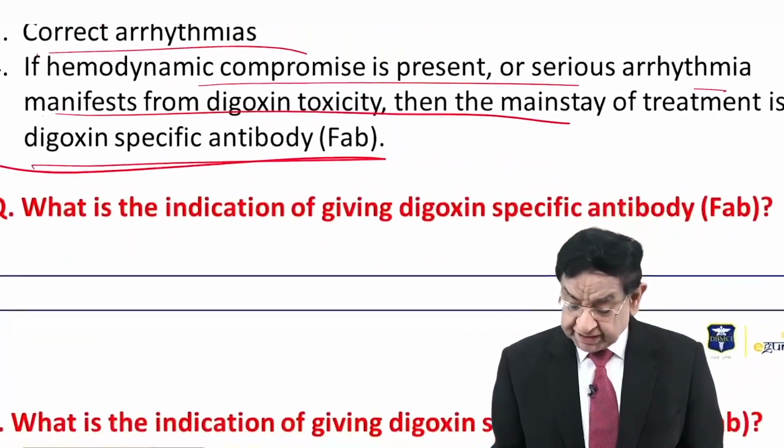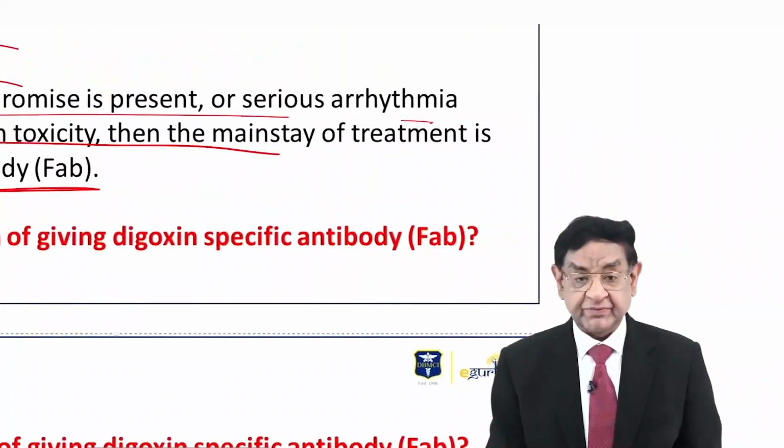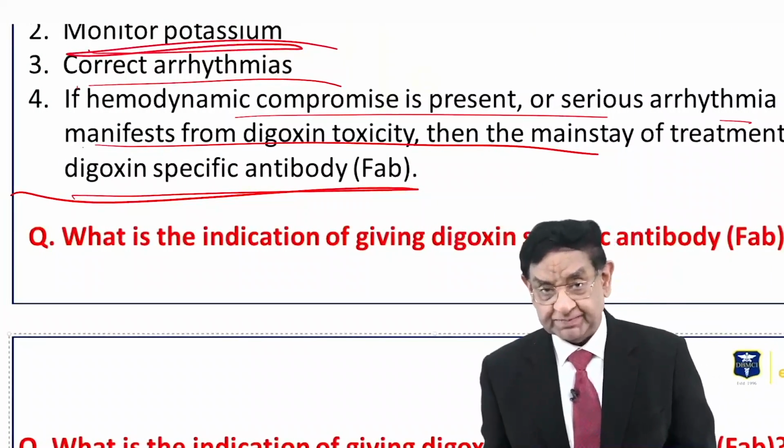Now again, one more question for you, write down the answer. What is the indication of giving digoxin specific antibody, that is FAB? What is the indication of giving? Write down the answer in your copy.